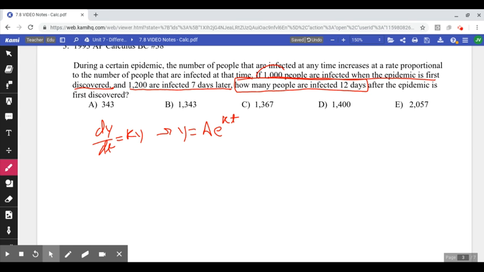1,000 right here is the initial amount. So we can write y equals 1,000 times e to the kt power. Next, we're given the information that 1,200 people are infected 7 days later. So that tells us that 1,200 has to be equal to 1,000 times e to the k times 7 power. What we want to do here is solve this one for k, and then we'll be able to actually figure out how many people are infected after 12 days.